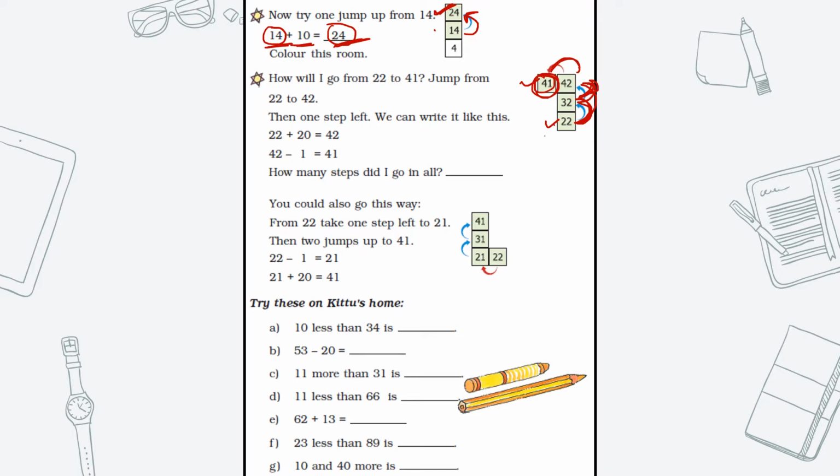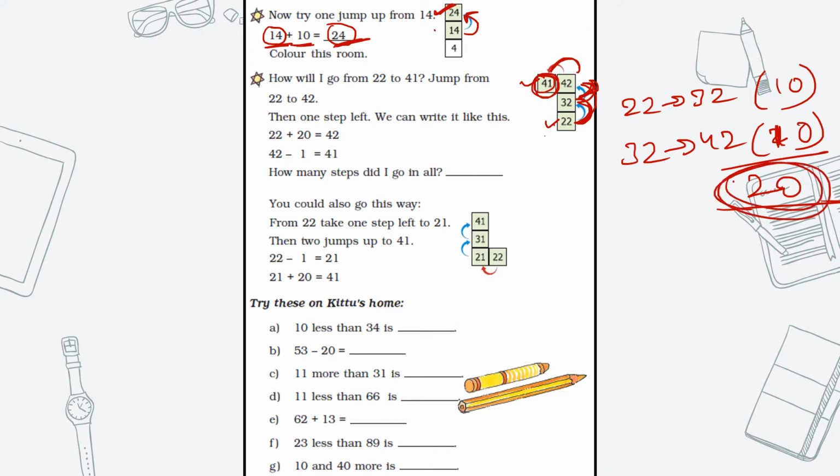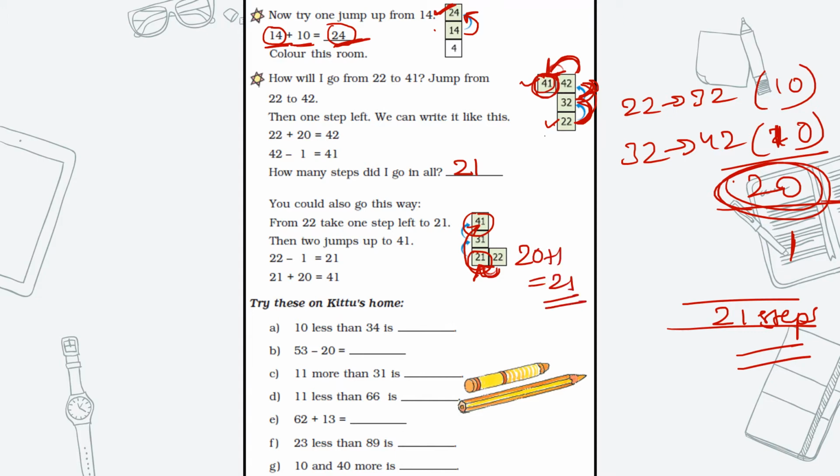So 22 to 42, we know that 22 to 32 is 10, 32 to 42 is 10. So we will add, we will have 20, right? Then again, we will go from 42 to 41. Then we will have one step extra. So total we have 21 steps. Clear? Now the second method is if she goes from 22 to 21 and then straight away to 41. Here also we will get 21 steps because 21 to 41 is 20 and 22 to 21 is 1. So 21 steps in total. We can do either this or this to reach from 22 to 41.